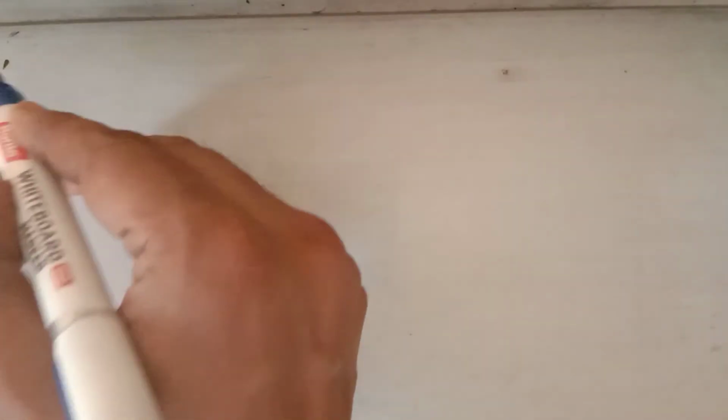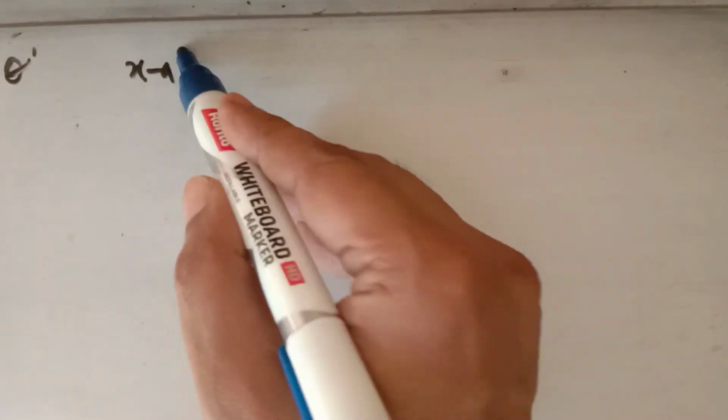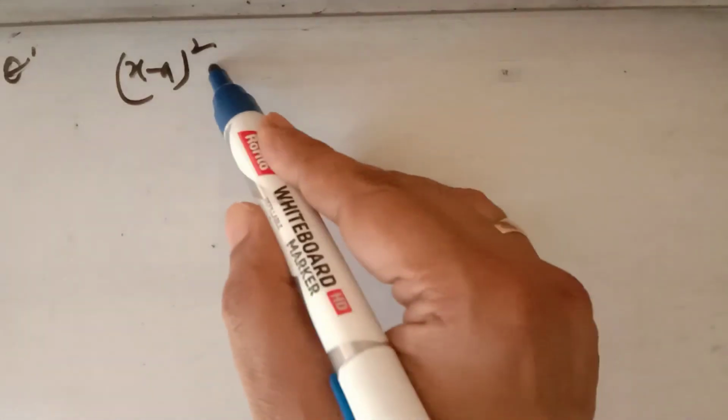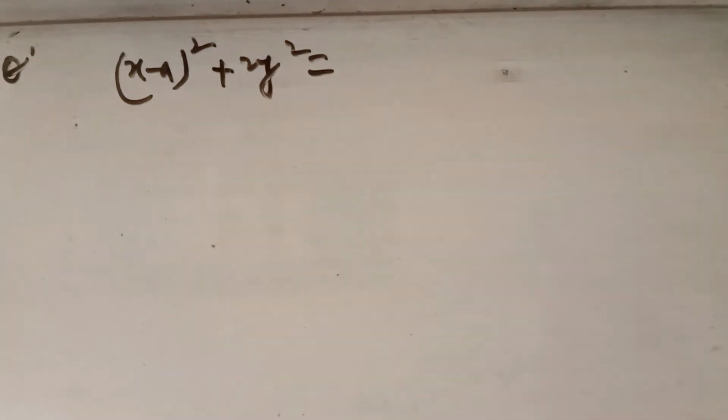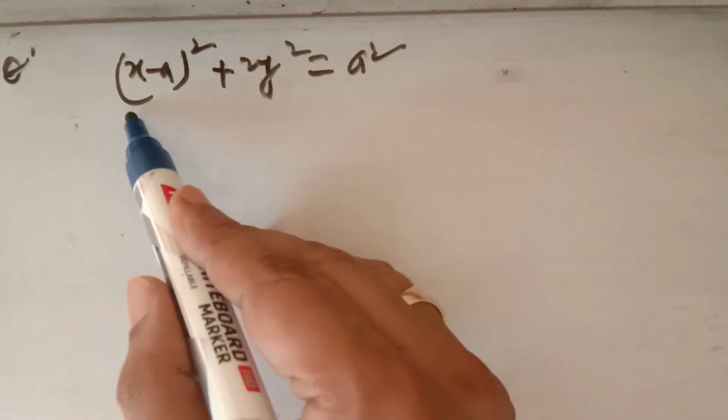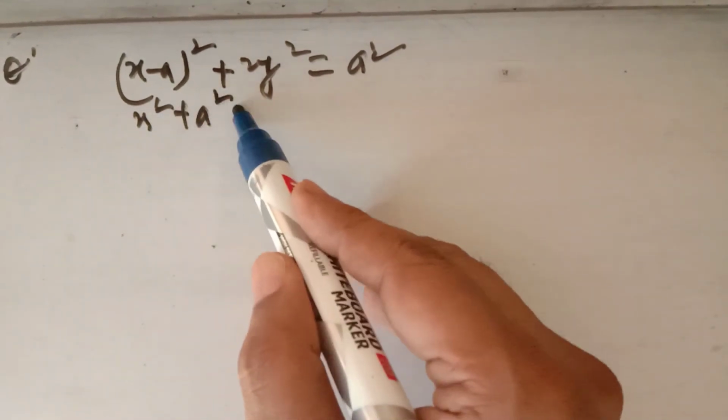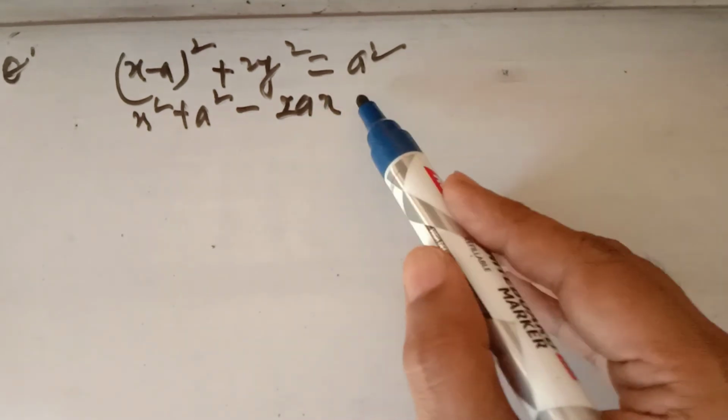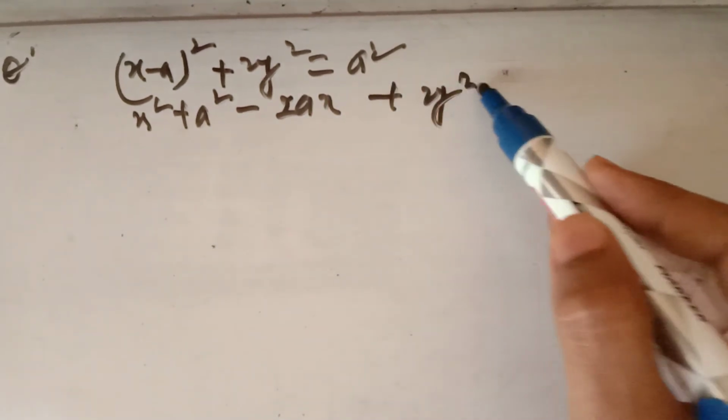Now in question number 3, form a differential equation of the family of curves denoted by x minus a whole square plus 2y square is equal to a square, where a is the arbitrary constant. And this question you have already done in your third exercise, where you have to find the equation of the circle with the center on the x-axis. Because we have only one arbitrary constant, you have to eliminate it by differentiating only one time.